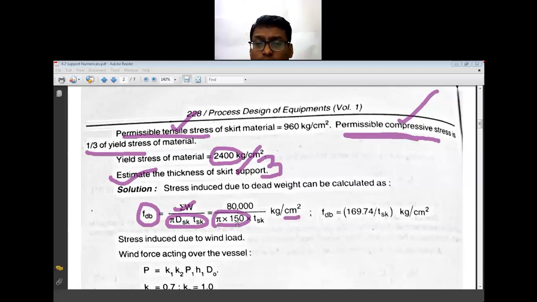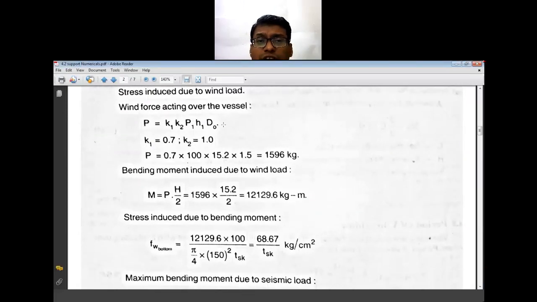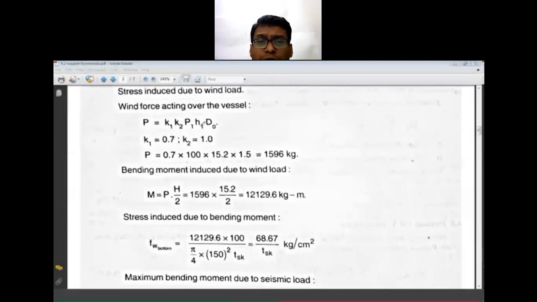So the stresses because of the dead weight: the total weight, the summation of the weight mentioned in this numerical, is 80,000 kgs. That is the summation of weight, including the weight of the material plus the vessel weight, upon pi dsk into tsk, that is the area on which this weight is exerted. It is exerted on the total skirt area. So this area is nothing but pi d, which is the circumference, into the thickness of the skirt.